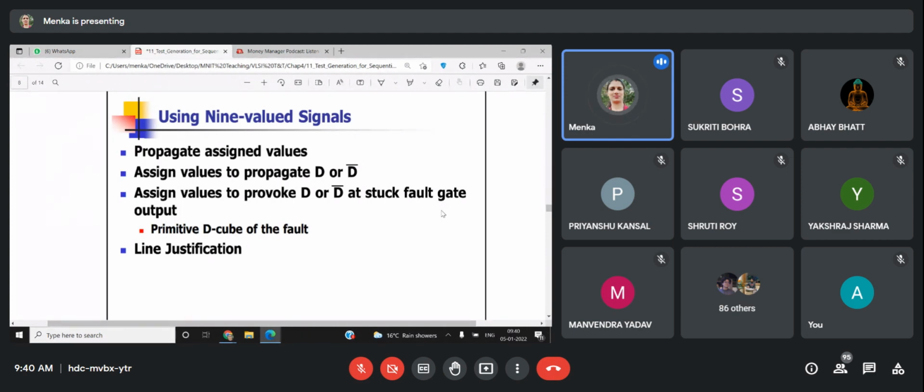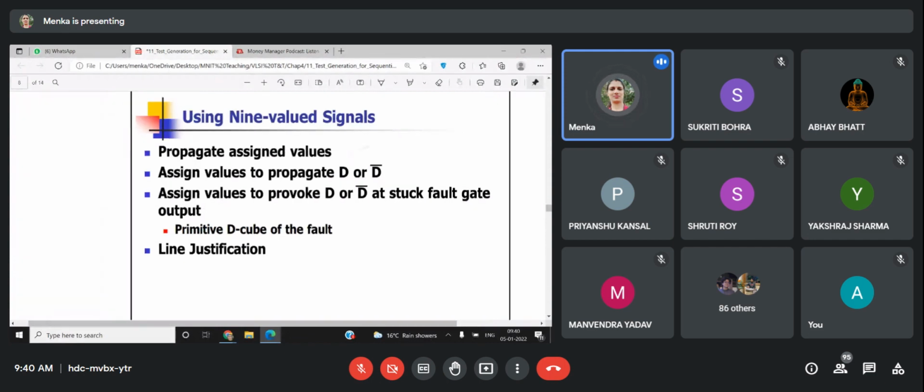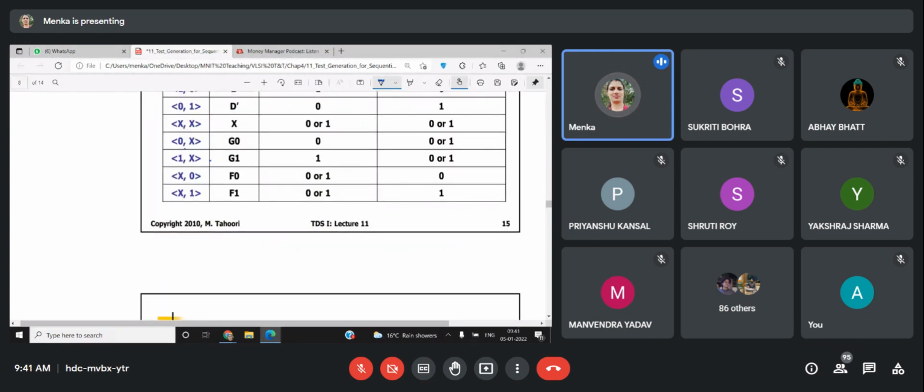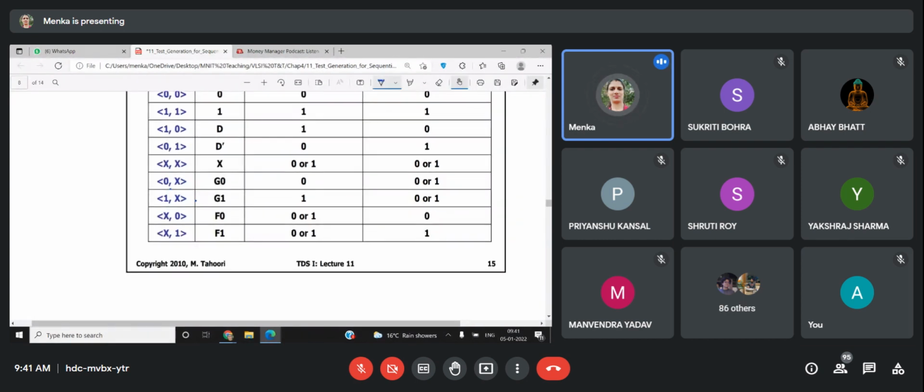Okay. So 9 valued signals में क्या होता है? We have to propagate the assigned values. आपको assigned values को propagate करना है. Simply assigned values to propagate D or D dash, because these are the ones who are containing the faults. Okay, तो हमें इनको propagate करना है. One more thing here I need to clear. Actually, what is the need of these? तो इनकी जरूरत क्यों पड़ती है?